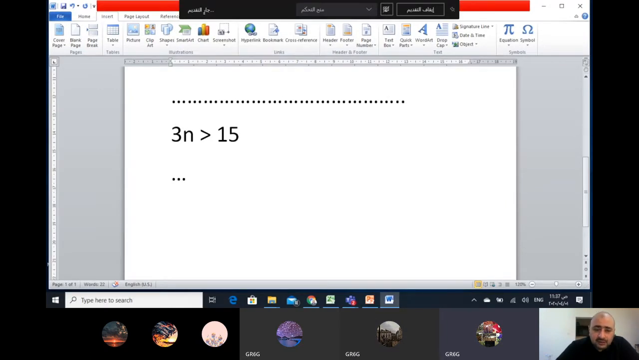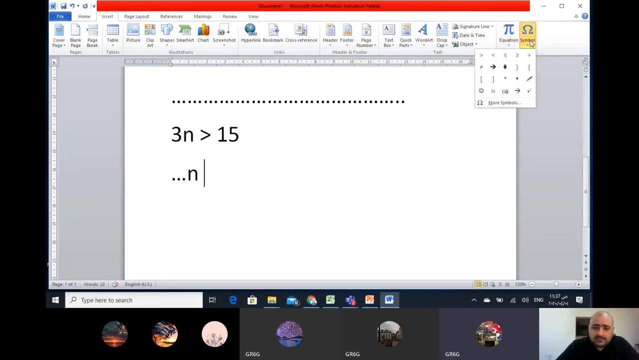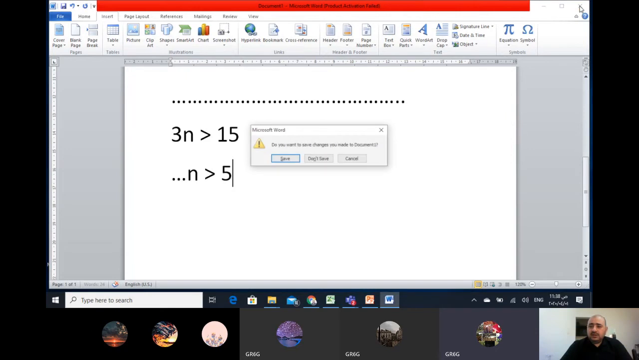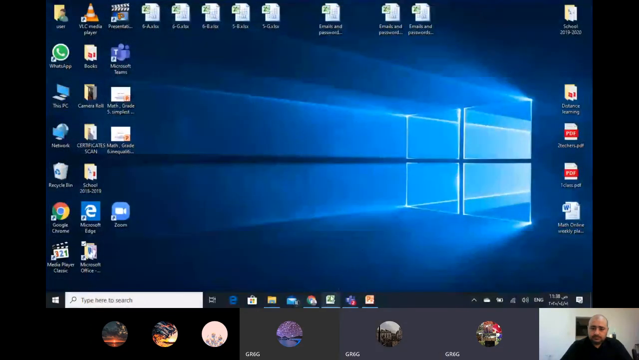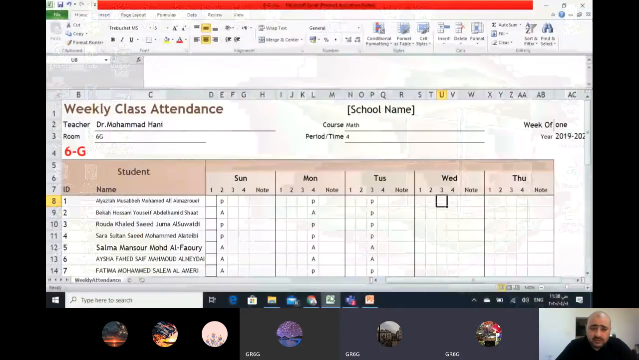So now here we can divide by 3. 3n divided by 3 remains n. So n greater than 15 divided by 3. 15 divided by 3 will be what? Will be 5. So this is the solution. Yes, the solution will be 5.